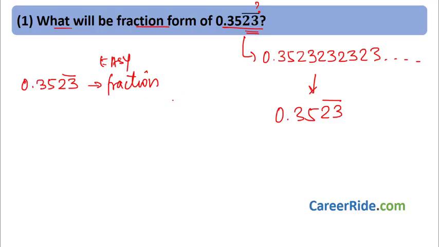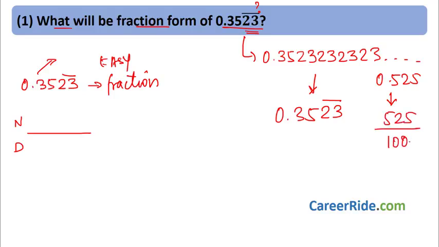Now a fraction has two parts: one is the denominator and one is the numerator. Let us see what the denominator would be. In case of a normal fraction like say 0.525, we write 525 divided by 1000, but here you cannot do this. Let us see what to do over here.